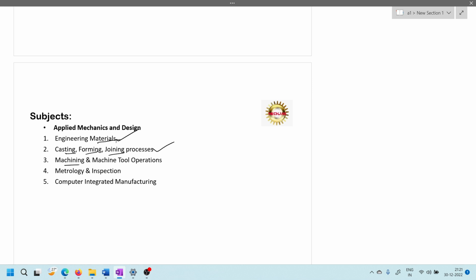After joining, we have to make it into a particular size as per our requirement. For that, we are using many machine tool operations. And metrology and inspection is to know how we are going to measure. By measuring only, we could know whether it's right or wrong. So all the things we are discussing here. And computer integrated manufacturing is a method to simplify the manufacturing method. So we will study these things. This is not very important, but we will study this also.